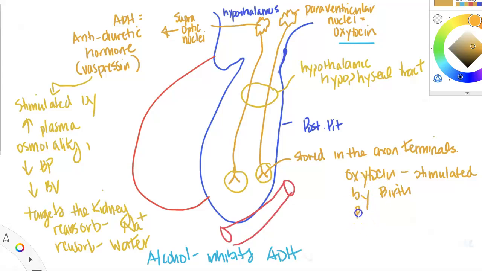So when baby is suckling, it causes something called letdown, which is basically milk letdown in the breasts, and that allows the baby to be able to eat. And then it also has a role in ejaculation.